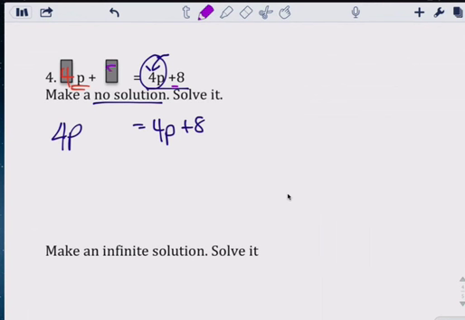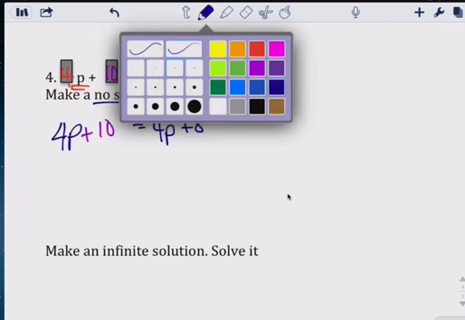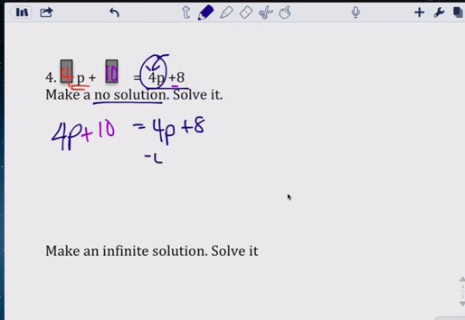Now, for no solution, this cannot be 8. It can be anything but 8. 8 would be wrong. So I'll put plus 10. It has to be different than this number right here. And then we solve it. Take out the variable first. They're on both sides. That gives you 10 does not equal 8. That's why it's no solution.